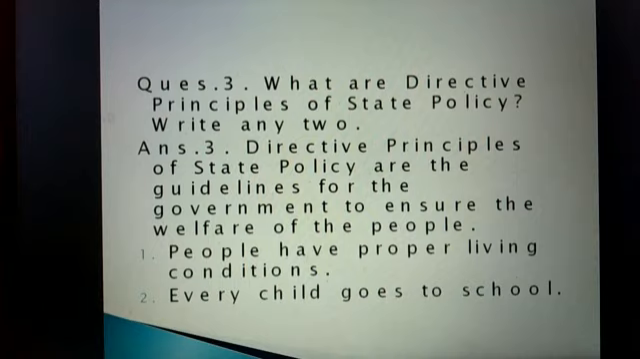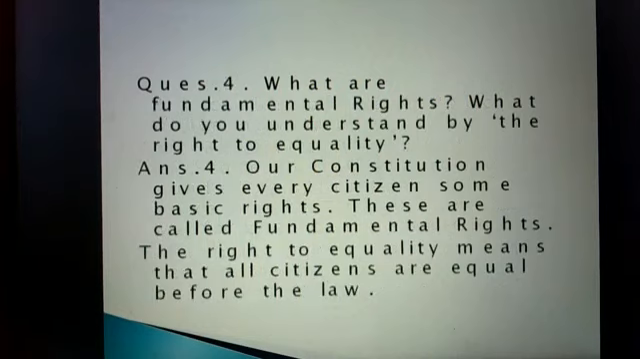Moving to the next question. Question number 4. What are fundamental rights? What do you understand by the right to equality? Answer number 4. Our constitution gives every citizen some basic rights. These are called fundamental rights.